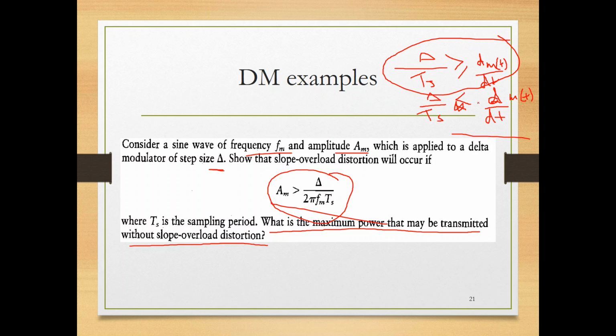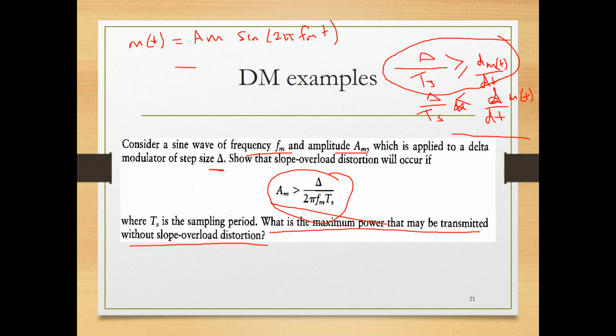You have a sinusoidal signal. What's the sinusoidal signal? You write m of t is equal to Am sine 2π fm t. I need to find the derivative of m of t.